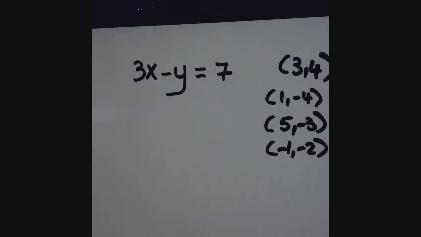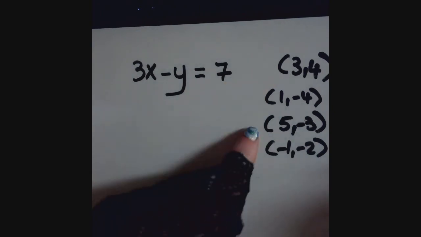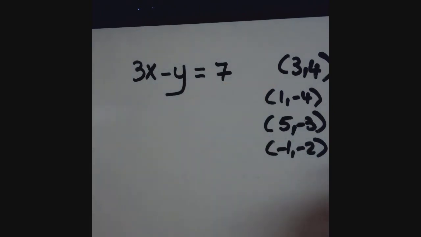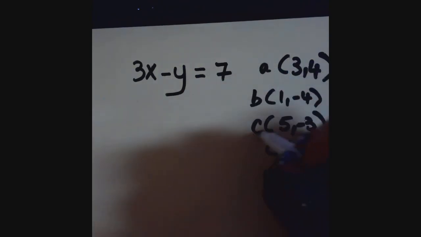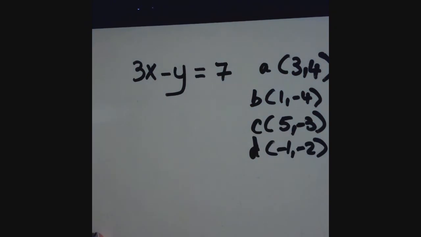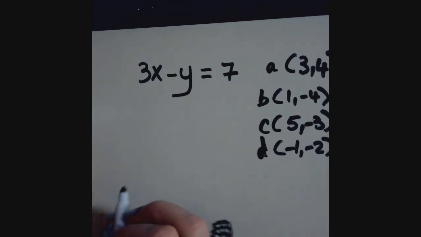So hopefully you're thinking about how you would figure that out, and hopefully looking at the ordered pairs you would realize that all they want you to do is plug them in until you find it. You can start from the bottom to the top, or you can just work your way down and see which one works. As soon as you find it, you're done. So this is A, B, C, D, we're going to call it like that. Let's go ahead and start with A.